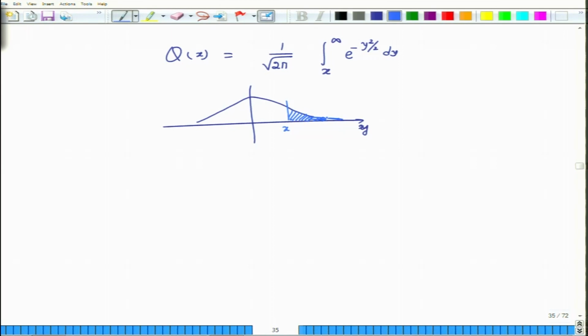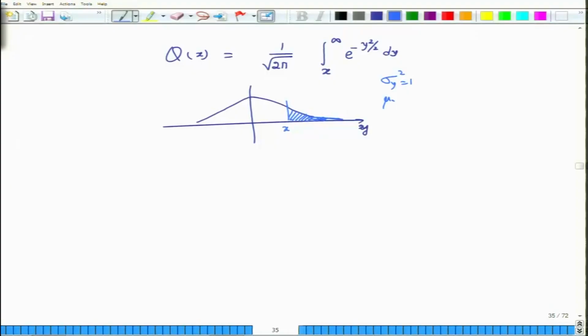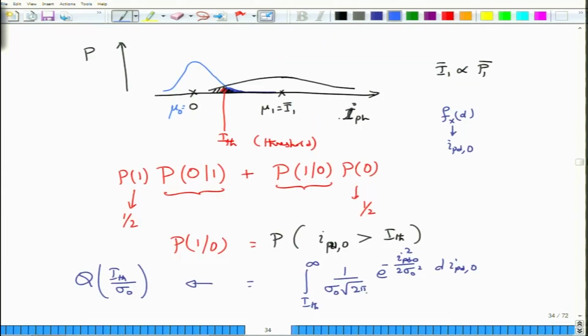Okay, so this is the probability that the received amplitude is actually greater than x of a random variable y. So if you have a Gaussian random variable y whose variance is equal to 1, so sigma y squared equals 1 and mu y equal to 0, then the probability that the received Gaussian variable amplitude y exceeds x is actually given by this integration, and that is precisely what this Q of x function is. And you can show that, that is, you can actually transform this equation by making a change of variables. I will leave this as an exercise to you.